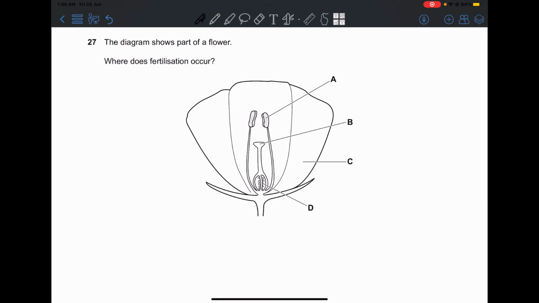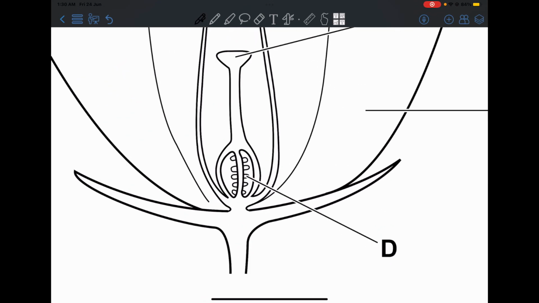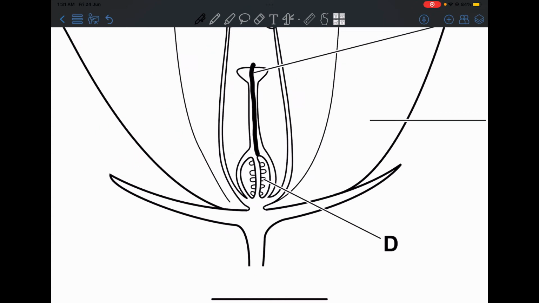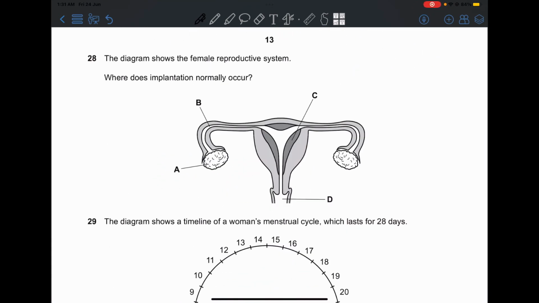27, the diagram shows part of a flower. Where does fertilization occur? Now, of course, we know that fertilization occurs over here in this part where the male gamete will come over here like this, and then it will fuse with the female gametes that are already in the ovary. So it's going to be D. 28, the diagram shows the female reproductive system. Where does implantation normally occur? Now, of course, we know that implantation occurs in the endometrium lining, or the lining of the uterus, so it's going to be C.